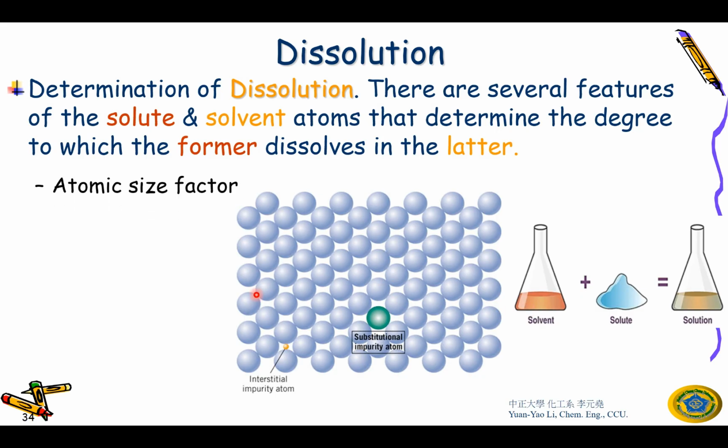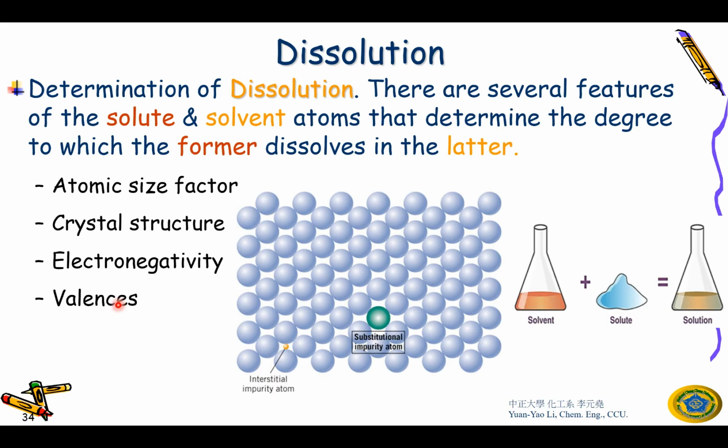So there are four factors which determine the degree of dissolution. The first factor is called atomic size factor. The second one is crystal structure. The third one is electronegativity. The fourth one is valences. So you need to consider these four factors. Start from the size first. Think of size first, and after that, think of the crystal structure, and after that, think of the electronegativity, and finally, think of the valences of these two types of atoms.